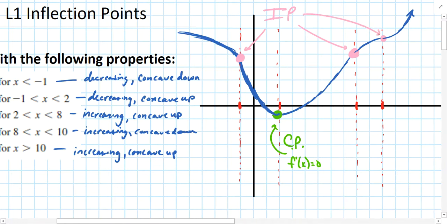So again, recall that an inflection point identifies where the concavity changes. It doesn't necessarily mean that our second derivative is equal to 0 or doesn't exist. It just means that our concavity changes.